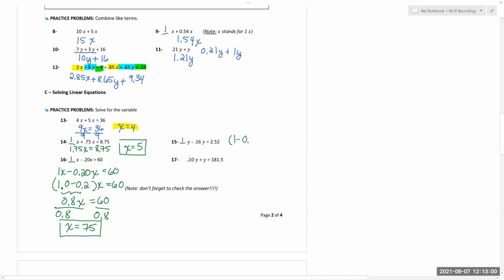Okay, this one becomes 1 minus 0.6y equals 2.52. So that's 0.84y equals 2.52. So on that one, I get y is 3. Again, check your work, pause at any time if you want to do the next one. And then this one becomes 1.10y because there's a 1 here. Y equals 185.5. Divide by the 1.10. And I get y equals 165 there.